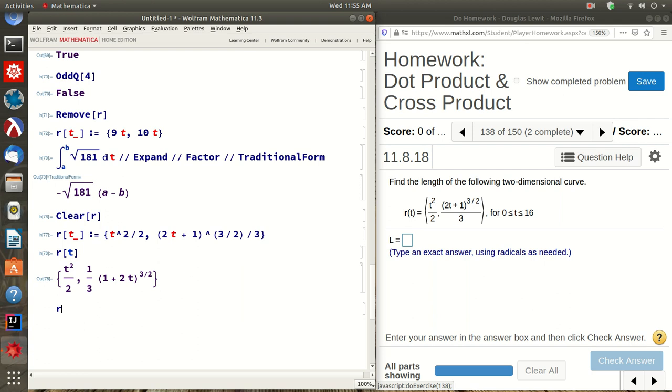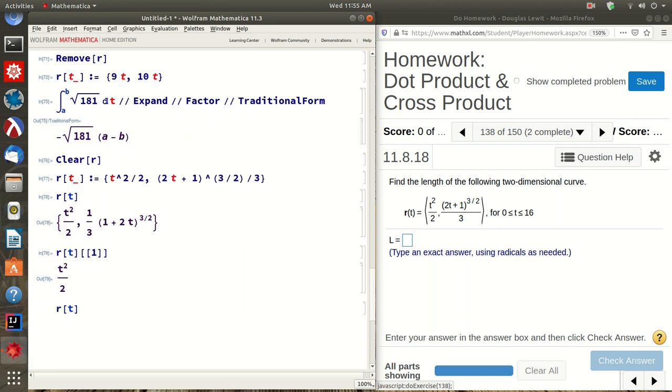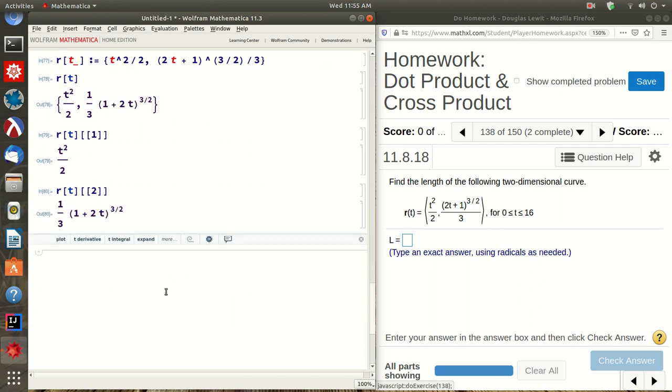By the way, that's going to give me the x component, and this is going to give me the y component, or the second component. Just remember that. Press the escape key. D int. That's 2 t's. Escape again. Your lower limit is going to be 0. Your upper limit is going to be 16. And the variable of integration is t.